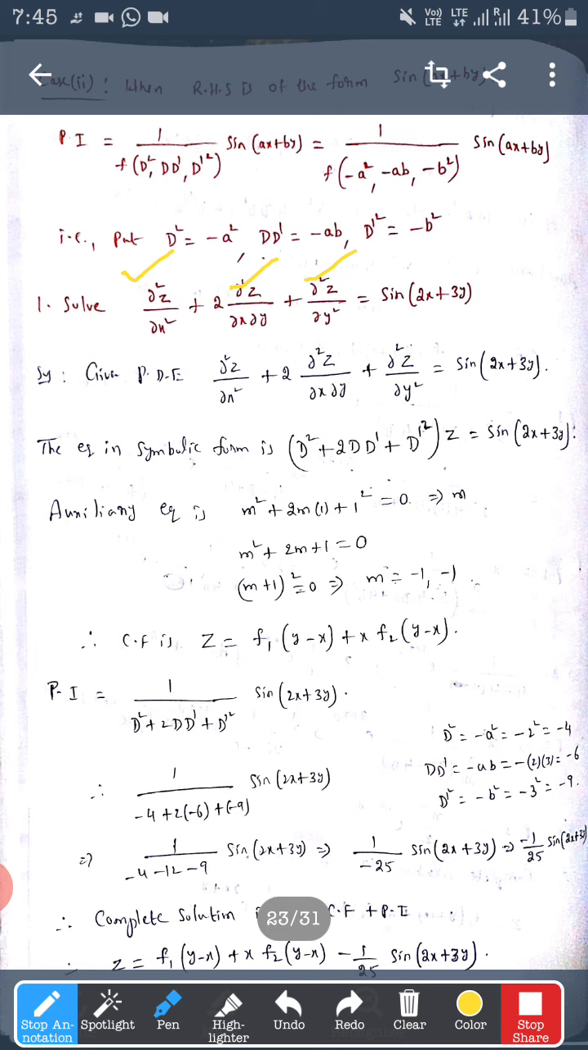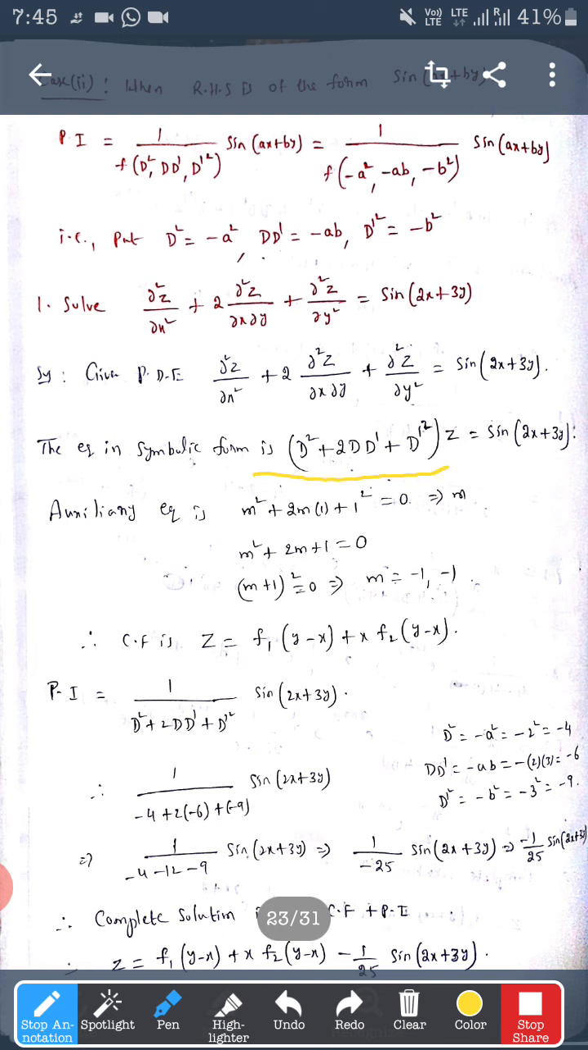This procedure will apply. Otherwise, a different procedure is there. I will explain that in another video. So here, it is of the same order. Therefore, I am once again writing the given PDE like this, and after writing this, writing in operator form: in place of ∂²/∂x² we write D², ∂²/∂x∂y is D D', and ∂²/∂y² is D'². So D² + 2DD' + D'² equals sin(2x + 3y).